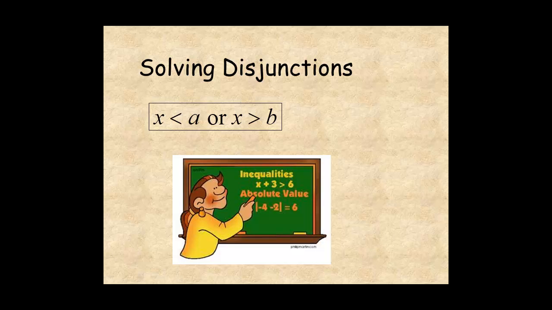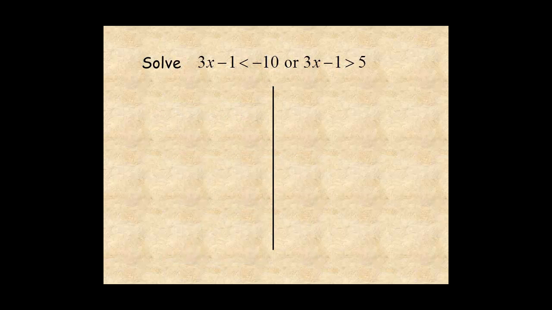This lesson shows how to solve disjunctions, compound inequalities joined by the word or. Solve disjunctions by solving each of its two parts. On the left, you have 3x minus 1 is less than negative 10.